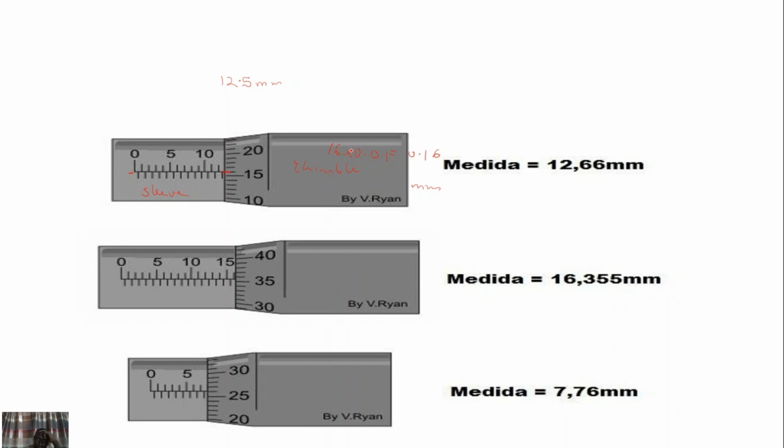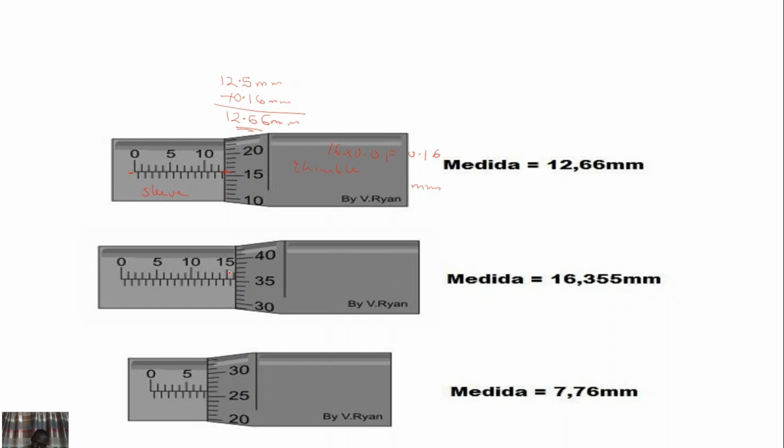0.16, right? Now, the next thing is to add it to this 0.16 millimeter. Then it will give you 12.66 millimeter. So this is the reading on this one. Now let's go to the next one.